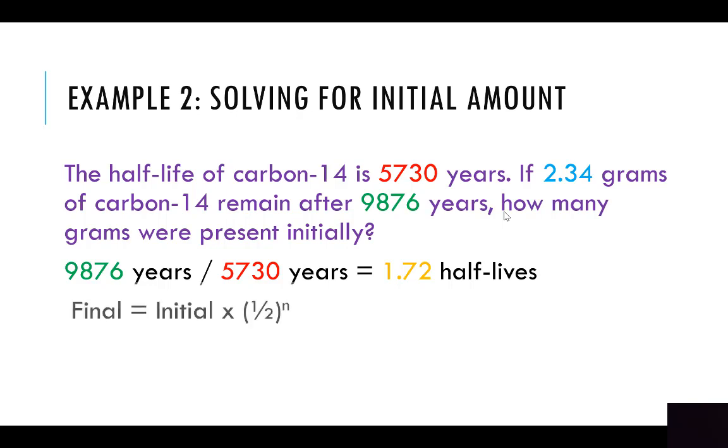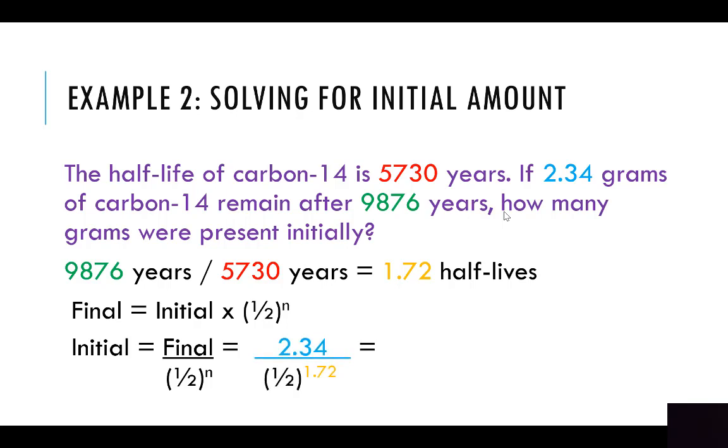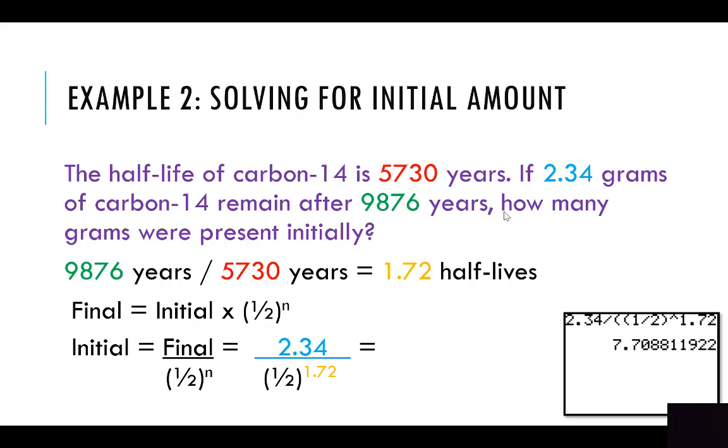Now we'll use the equation, final equals initial times 1/2 raised to the n. But we'll need to rearrange it just a little bit to solve for initial and get initial by itself. So when I rearrange, initial equals final divided by 1/2 raised to the n. Be careful with your parentheses when you type this in. So that's going to be the 2.34 grams that were left at the end divided by 1/2 raised to the 1.72. This is what it should look like in your calculator. And notice how I used an extra parentheses when I started the denominator.